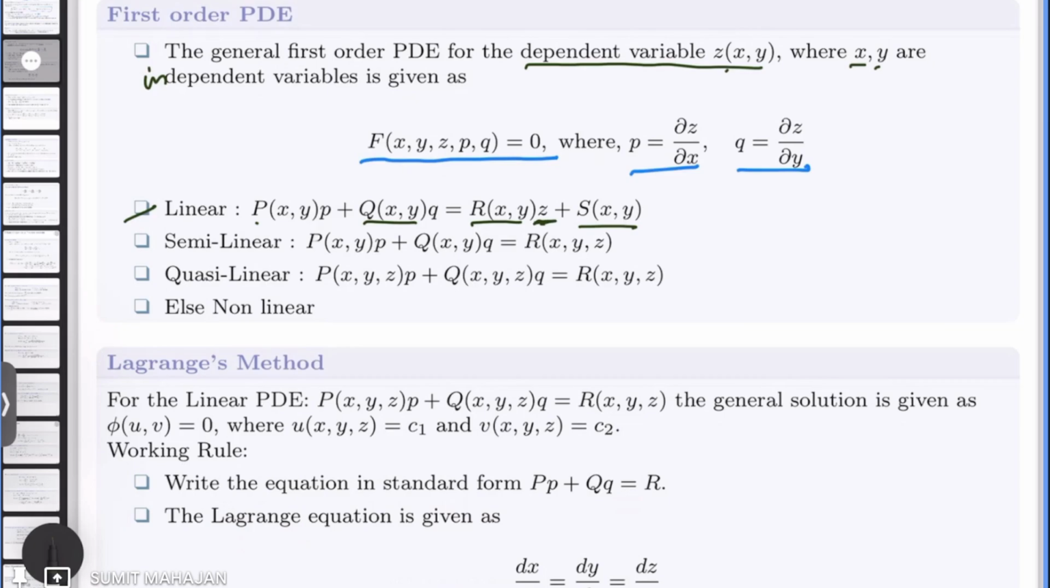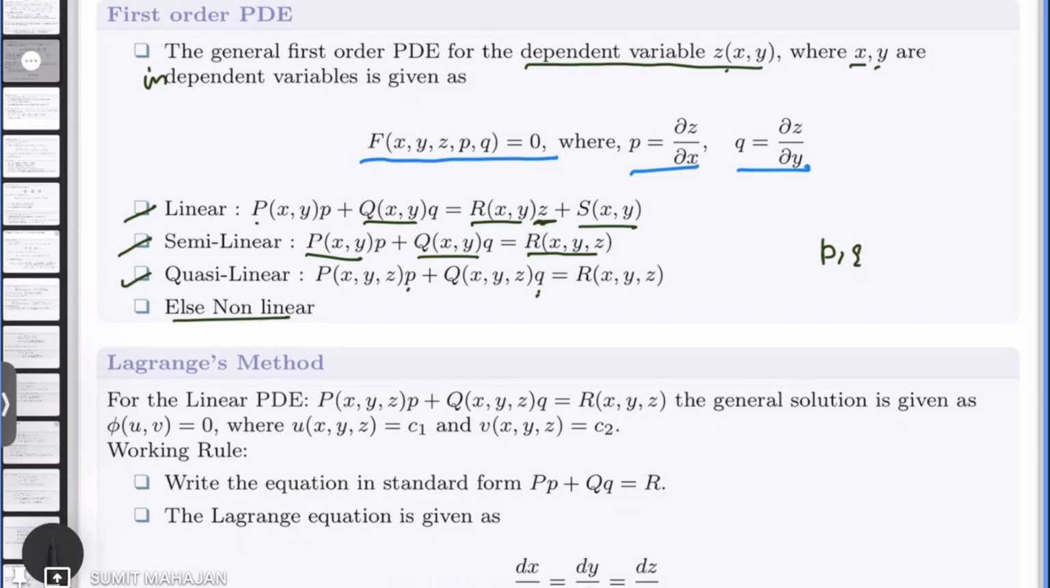Second, it is called semi-linear if the right hand side is a function of x, y, z, and on the left hand side the coefficient of p is a function of x and y, and the coefficient of q is also some function of x and y. And it is called quasi-linear if the coefficient of p is of the form x, y, z, and the coefficient of q is also of the form x, y, z. Otherwise, if there is some power of p, whenever I say p and q I am referring to small p and q, or a product of p and q, or any such thing involved in some function, in that case we'll say the differential equation is non-linear.